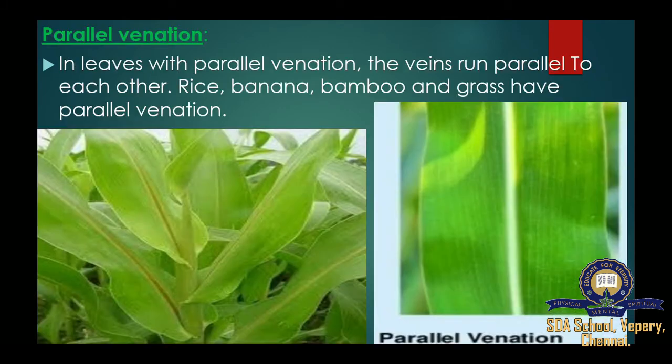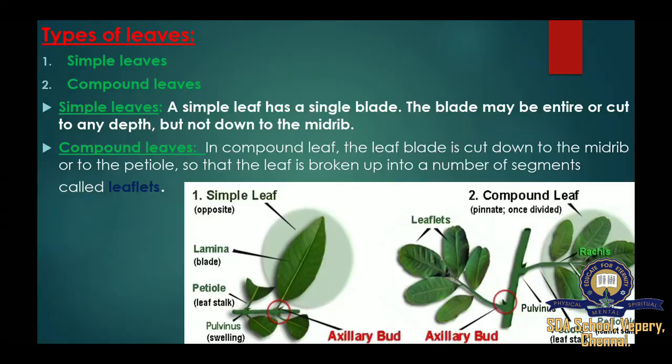Parallel venation. In leaves with parallel venation, the veins run parallel to each other. For example, rice, banana, bamboo, and grasses have parallel venation. And now we are going to discuss types of leaves. Leaves can be classified based on many anatomical and morphological features. Based on the blade, they are divided into two types, simple leaf and compound leaf.